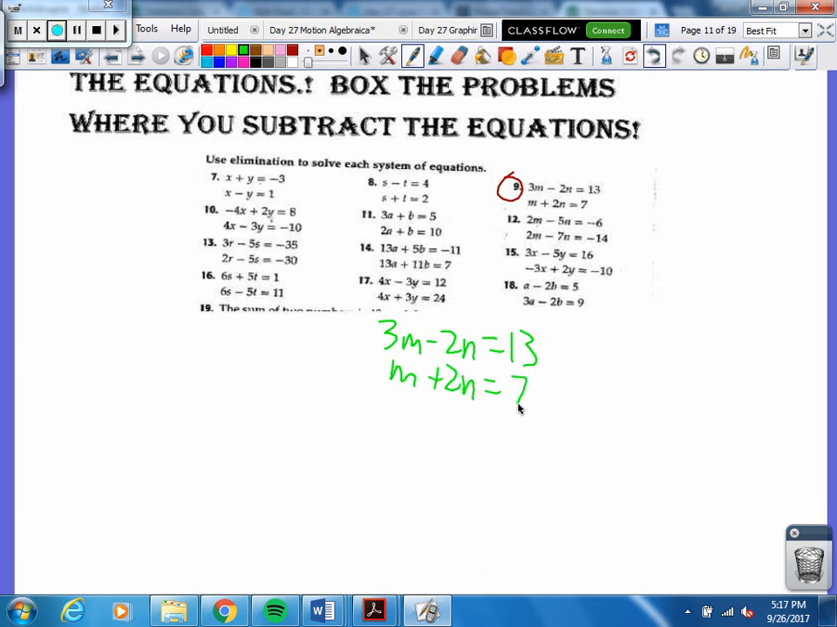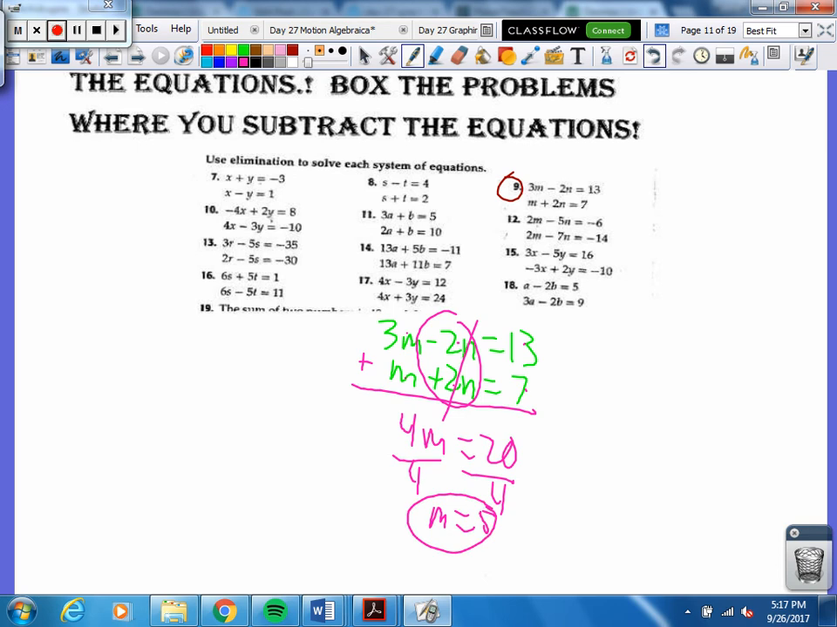Got my magic pair. Feeling good about it. That means I add. Negative 2n plus 2n, 0n, goodbye. 3m plus m is 4m. And 13 plus 7 is 20. I love the one variable. Now I can solve. Divide by 4, divide by 4. m equals 5. Got it.